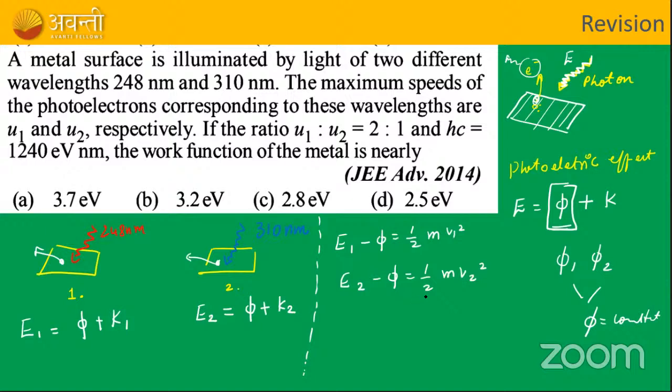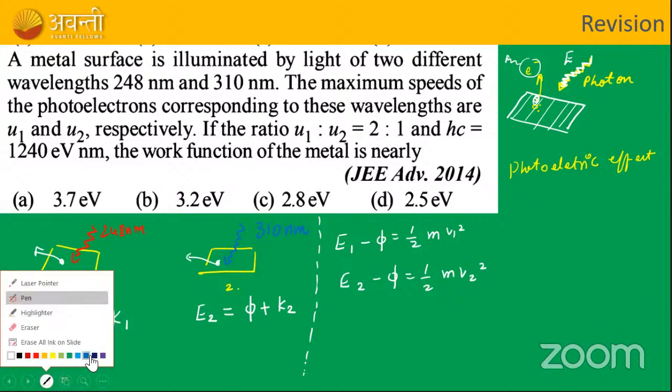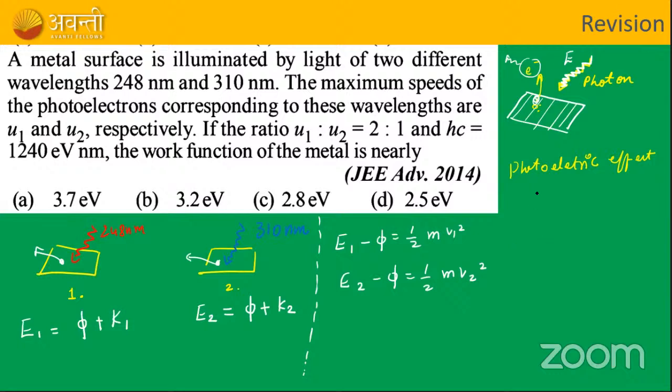Now if I divide these two equations, I get the answer very easily, but I have to do a bit more calculation here. Let me do that calculation. I don't know what phi is, but I know what E1 is. E1, the energy of the photon, is given as h nu, or E is equal to h nu, or you can write E is equal to hc by lambda.